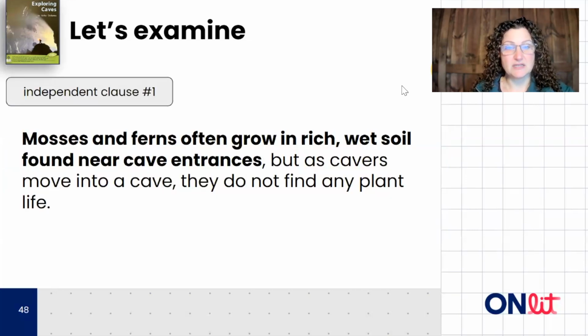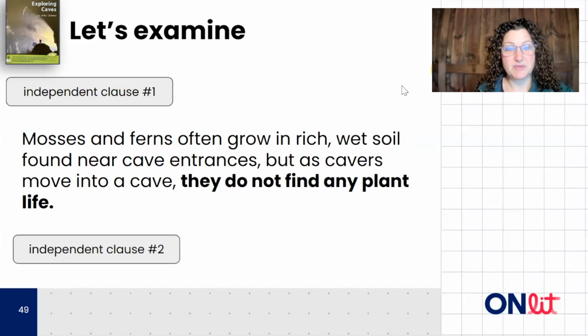The first independent clause is, mosses and ferns often grow in rich, wet soil found near cave entrances. It is a compound subject, mosses and ferns, and a verb, grow, and it expresses a complete thought. The second independent clause, they do not find any plant life, again has a subject, they, and a verb, do not find, and it expresses a complete thought.